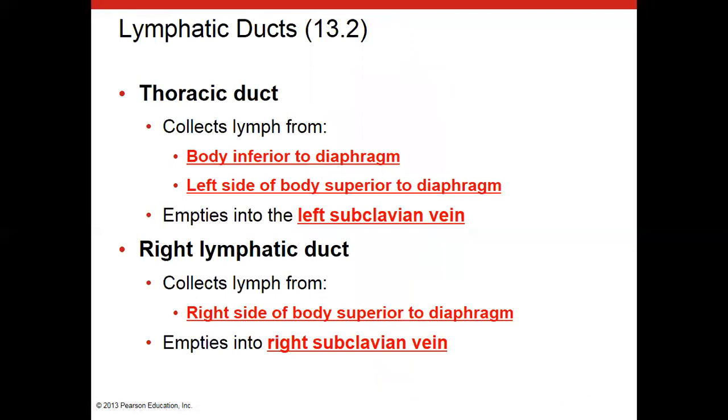So the thoracic duct collects lymph from the body inferior to the diaphragm, both left and right side, and the left side superior to the diaphragm as well. And it empties into the left subclavian vein. Remember, the subclavian vein, sub is under, clavian would be clavicle. So the left subclavian vein is the vein heading back to the right side of the heart on the left side, just under the clavicle. And then the right lymphatic duct collects lymph fluid from the right side of the body superior to the diaphragm. And remember, the diaphragm is the muscle of breathing, so it separates the thoracic and abdominal cavities. And that empties into the right subclavian vein.